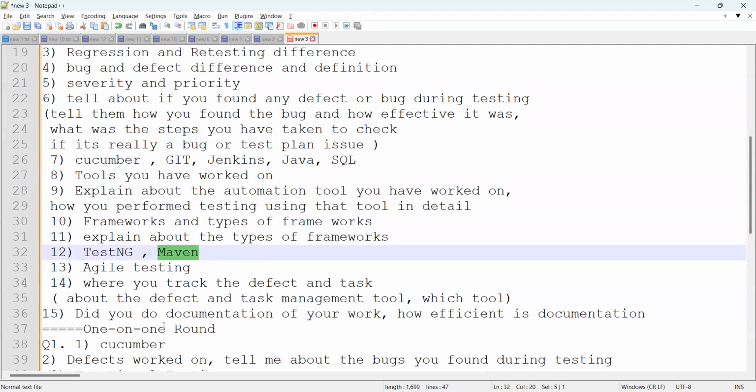And the next question is where you track the defects and the tasks. You must be using some tool, like we are using Jira and all those things. That is another important part of the testing life cycle.